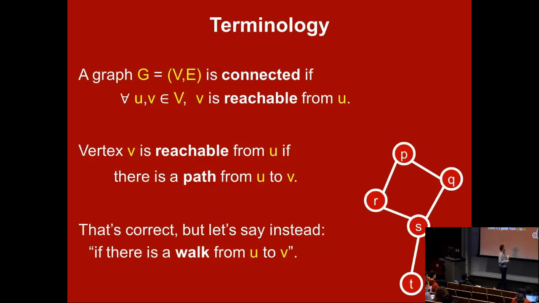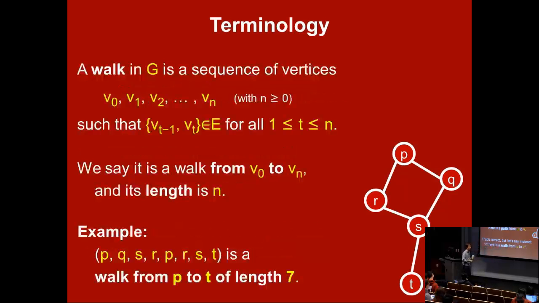Actually, I slightly prefer to say this. This is totally fine and correct, but I would slightly prefer to say that v is reachable from u if there's a walk from u to v. So now we have two undefined terms, path and walk. Path is the obvious one, it's what you would guess.